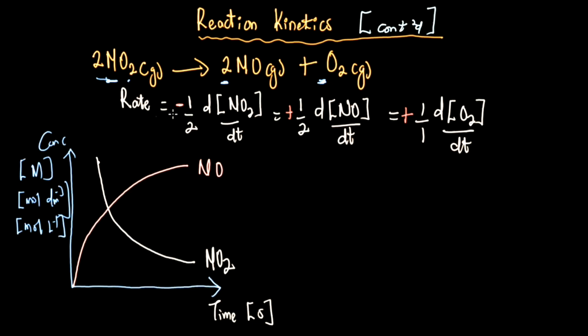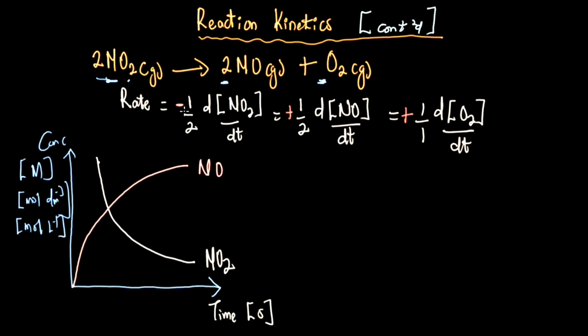So looking at the rate here, we have negative 1 over 2. Recall that the coefficient of nitrogen dioxide here is 2. So we have negative 1 over 2, change in concentration of nitrogen dioxide over change in time, equals positive 1 over 2. Recall that the coefficient here is 2. So we have change in concentration of nitrogen oxide over change in time. And we also have, because the coefficient here is 1, positive 1 over 1, which is the same thing as 1, change in concentration of oxygen over change in time.